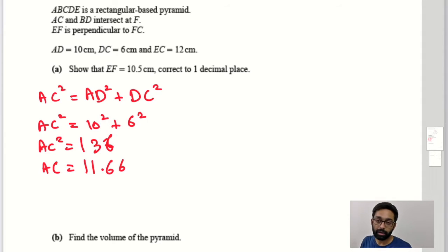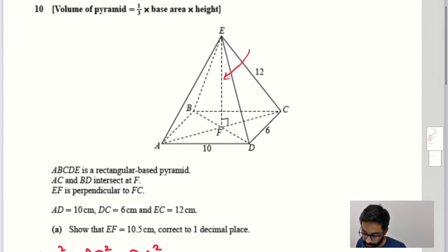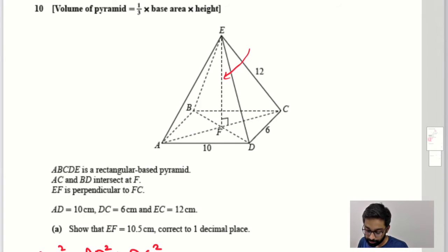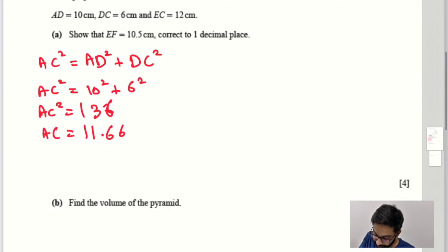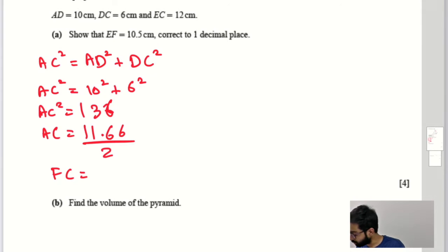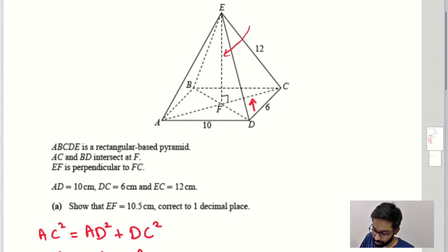11.66. But since we are going to find the perpendicular of AC, that is the perpendicular line that connects with AC, that is EF, we only need FC to find that value. In order to find FC, we need to divide this value by 2. So FC comes out to be 5.83. Perfect. So FC is 5.83.